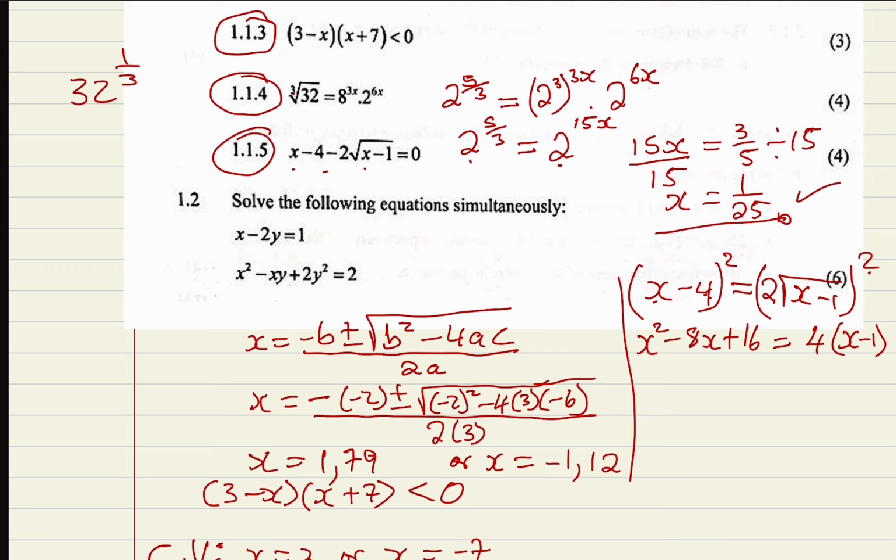Okay, then from here you will have x squared minus 8x plus 16. Then if you take this, it will be minus 4x, and this will be plus 4 equals 0. Okay, then you check the like terms. This and this will give us x squared minus 12x. This and this will be plus 20 equals 0.